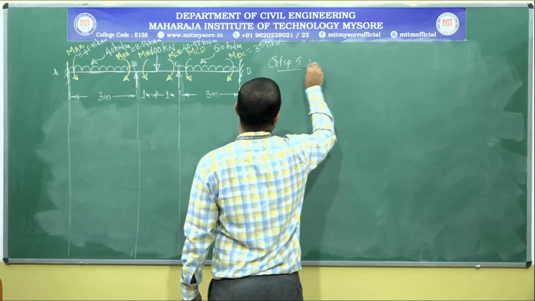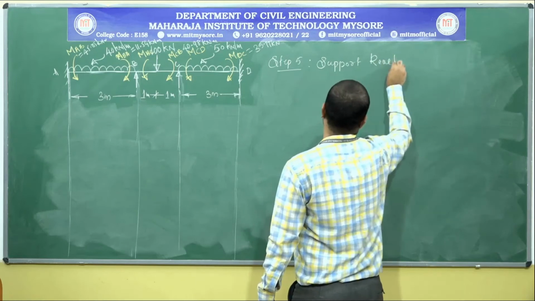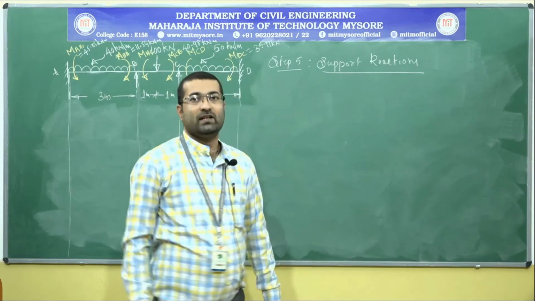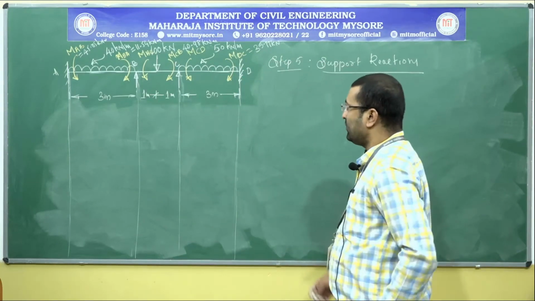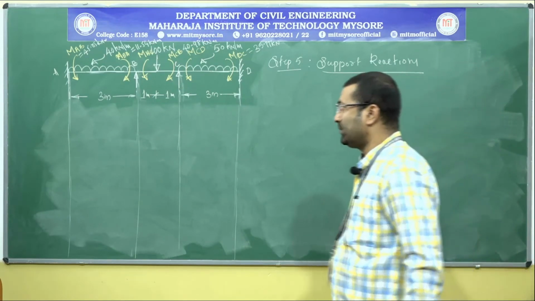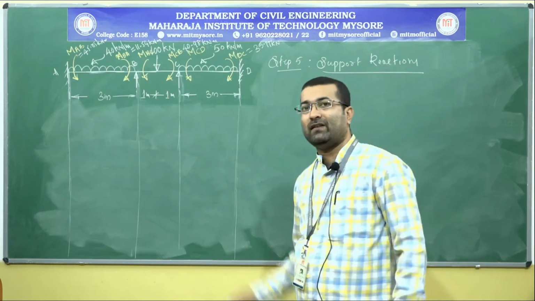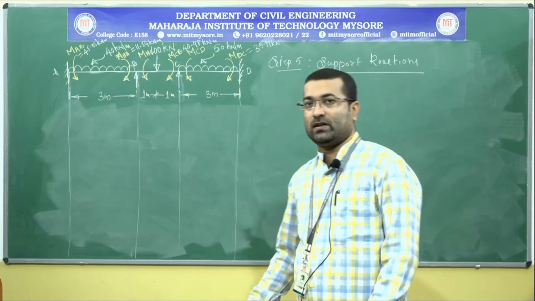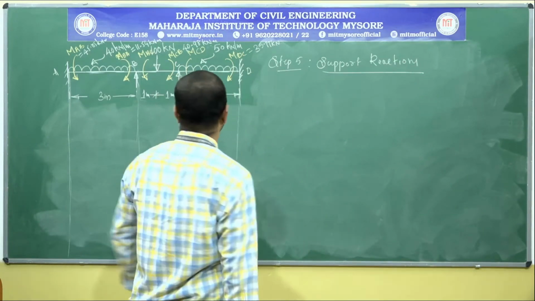Step 5, support reactions. Okay. So if I calculate the support reactions, then it is very easy for me to draw the shear force diagram. Okay. So here for the support reaction calculations, we need to consider each span separately. If you see the problem very carefully, you can see that in the entire problem we don't have any horizontal load or even an inclined load. So you can ignore the horizontal reactions. So I will consider only vertical reactions and moments in the calculations.